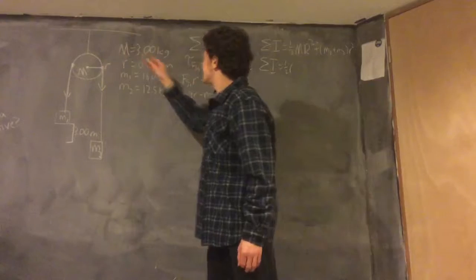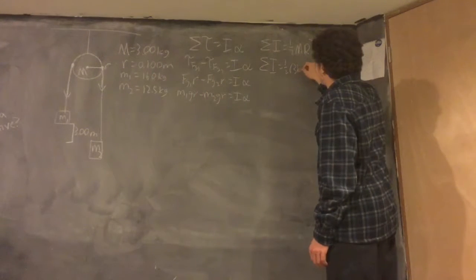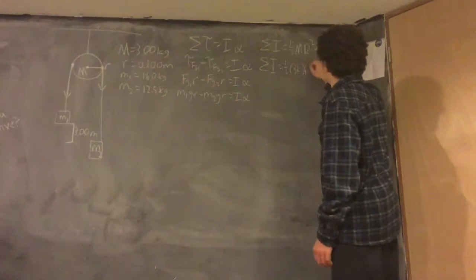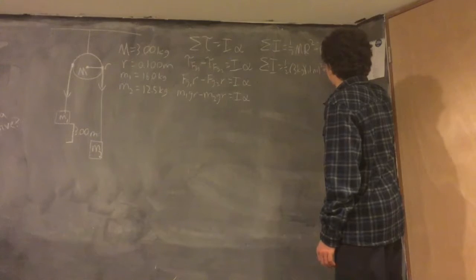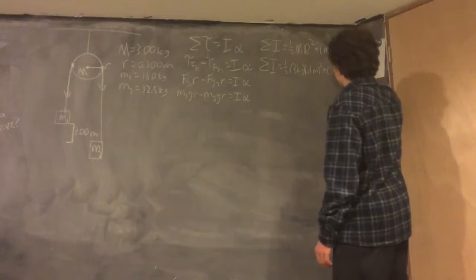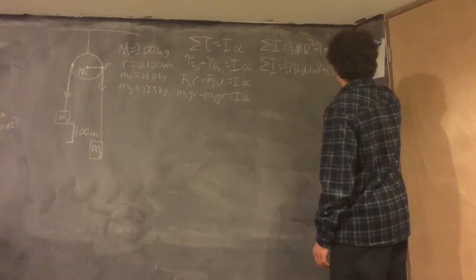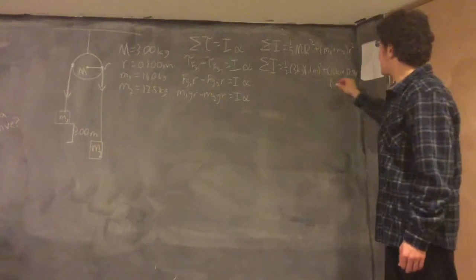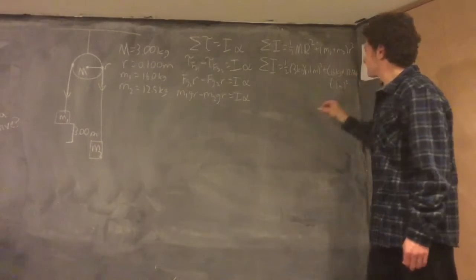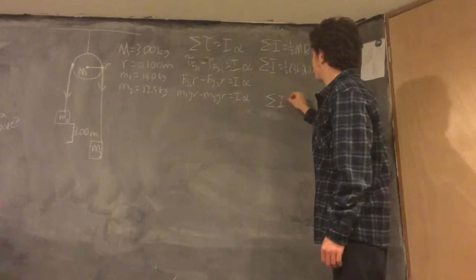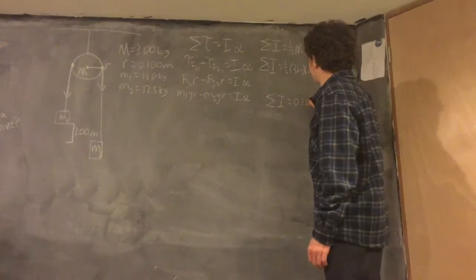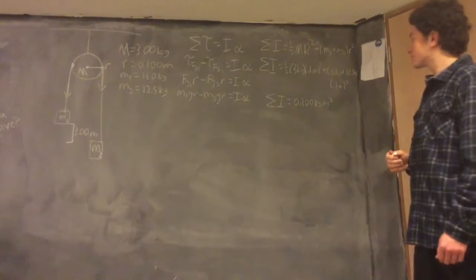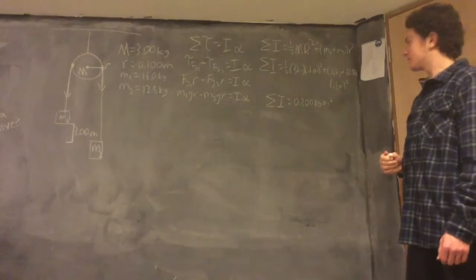The mass of the disk is 3 kilograms. The radius is 0.1 meters. Mass 1 is 16 kilograms. Mass 2 is 12.5 kilograms. And again, the radius is 0.1 meters. Plugging this into your calculator yields a moment of inertia of 0.3 kilogram meters squared.